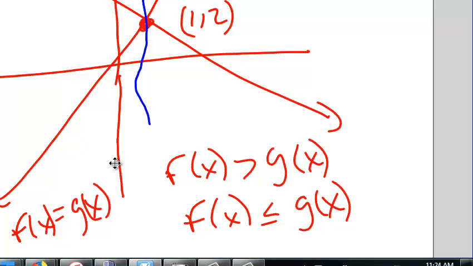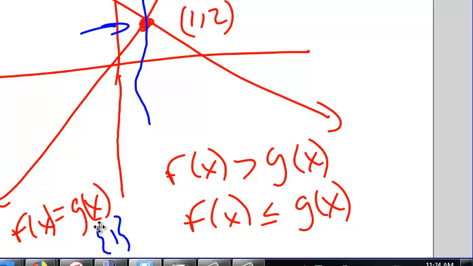Okay? So the answer for this is simply 1. That is when they were equal. They were equal to each other at that point. A lot of people like to give me the ordered pair there, and I never like it. Now, when is f of x bigger than g of x?